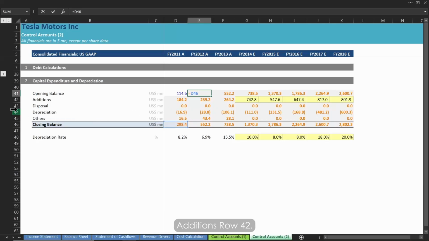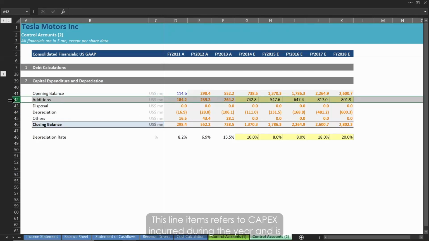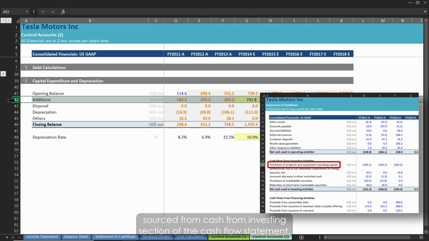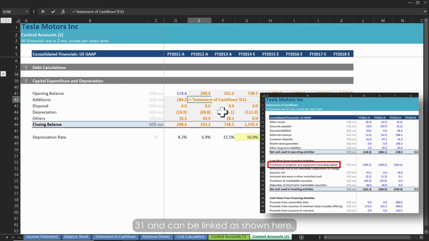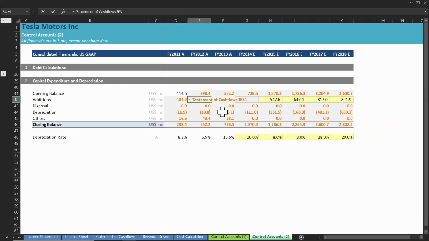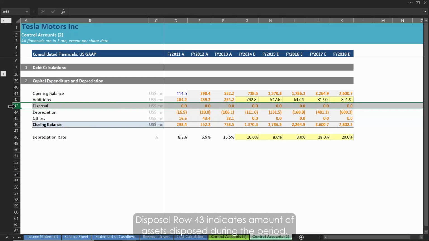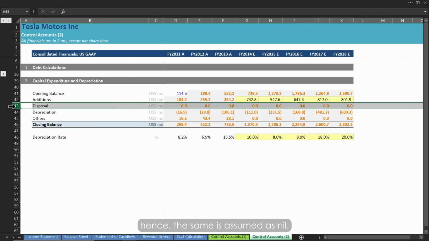2. Additions, row 42. This line item refers to Capex incurred during the year and is sourced from cash from investing section of the cash flow statement. In this case, Capex is available on the statement of cash flow sheet row 31 and can be linked as shown here. 3. Disposal, row 43, indicates amount of assets disposed during the period. In this case, since we don't have any details around disposals, the same is assumed as nil.